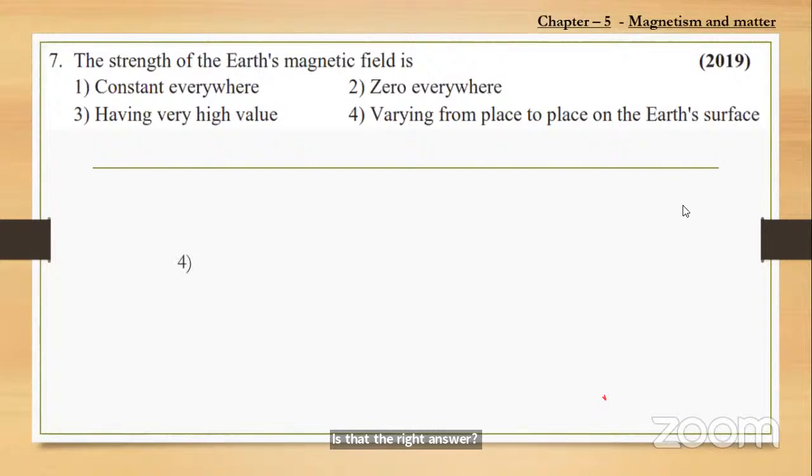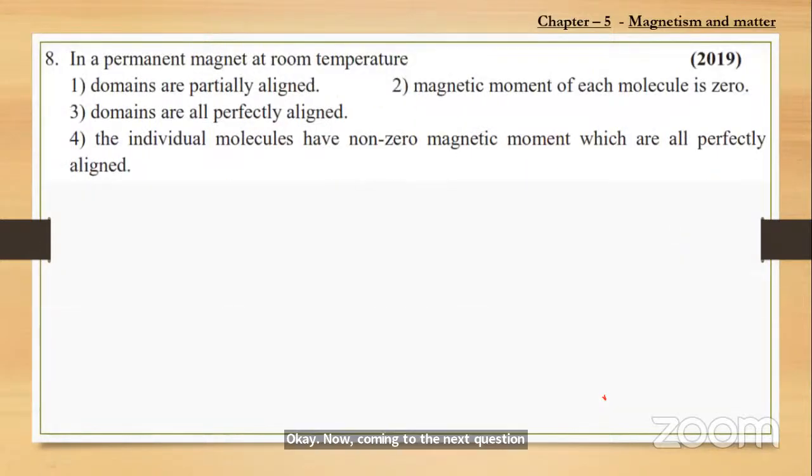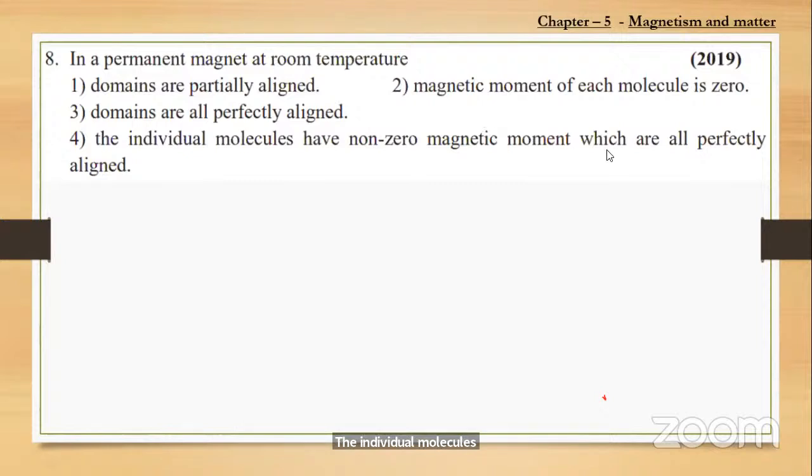Okay, students. Now coming to the next question. In a permanent magnet at room temperature, domains are parallelly aligned. Magnetic moment of each molecule is 0. Domains are perfectly aligned. The individual molecules have non-zero magnetic moment, which are all perfectly aligned.